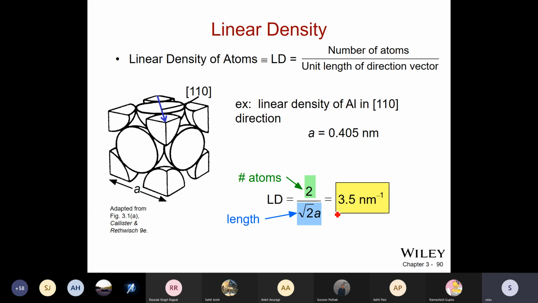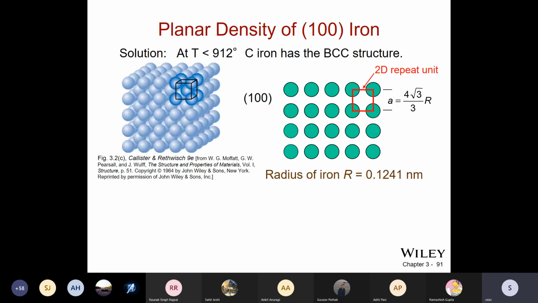If you do the simple calculation, a is the lattice constant, and you can express it in terms of the radius. You come to 3.5 nanometer to the power minus 1. Similarly, you can calculate the planar density of atoms, say on this 100 plane. You have this geometrical relationship and you can calculate the planar density of atoms.